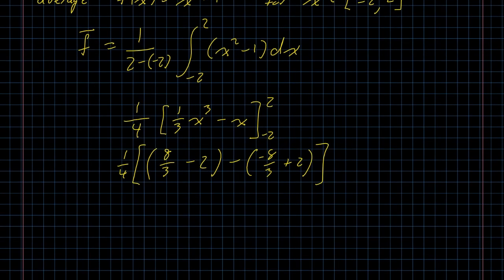All right, so we have 8/3 minus -8/3, which is 16/3, and we have -2 minus 2, which is -4. All right, 4 is the same thing as 12 over 3, and 16 minus 12 is 4. So we have 1/4 times 4/3. The 4's will cancel out, and we get 1/3. All right, so the average value of this function is 1/3.